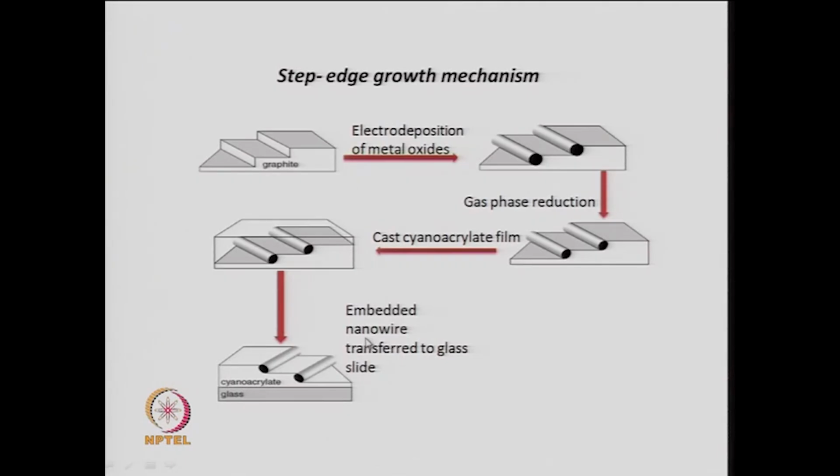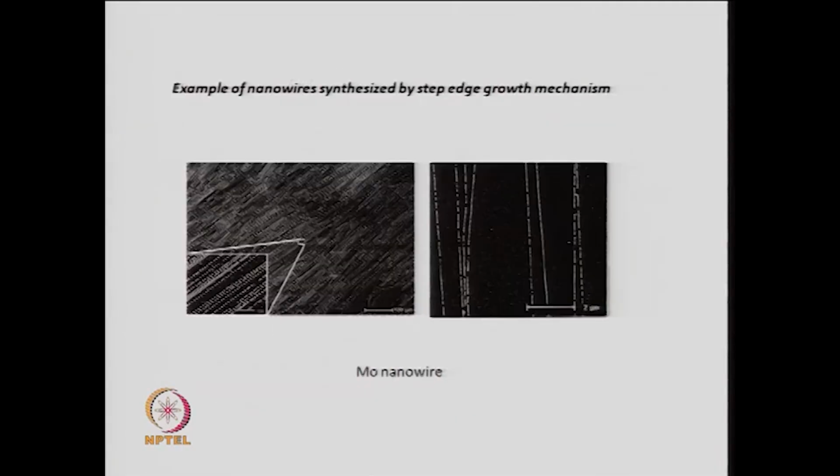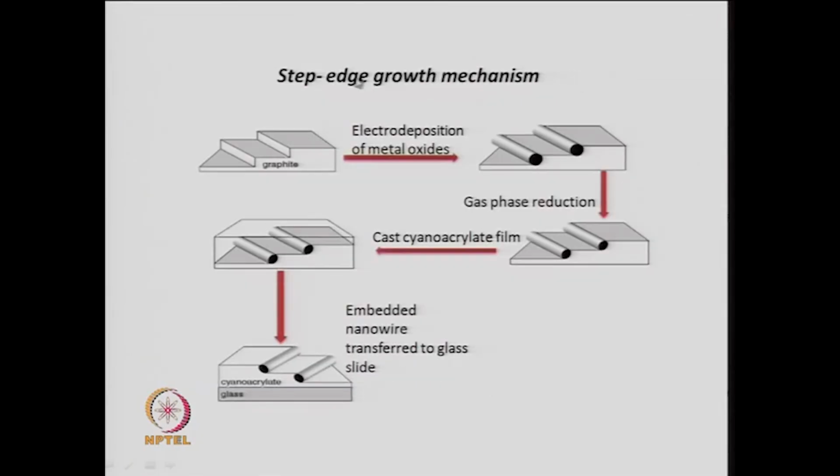So, this is another method by which people do make nanowires, and this is an example of the growth of molybdenum nanowires by the step edge growth method, where you first make the wires on the edges and then you add a polymer like cyanoacrylate or maybe polystyrene or something, and on that film these wires get attached and then you cast them on glass.